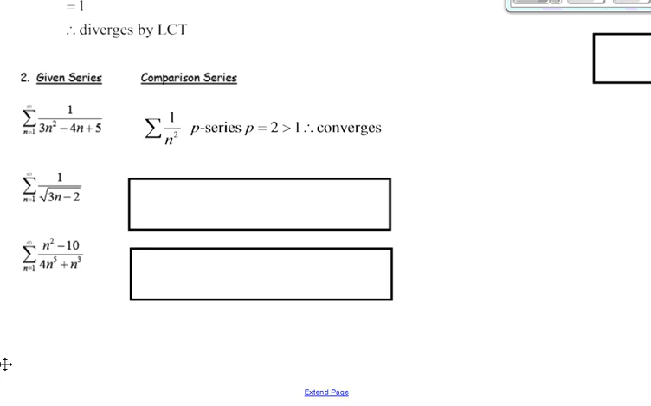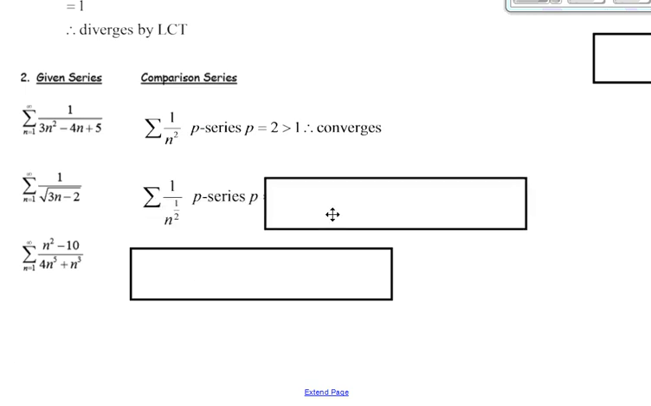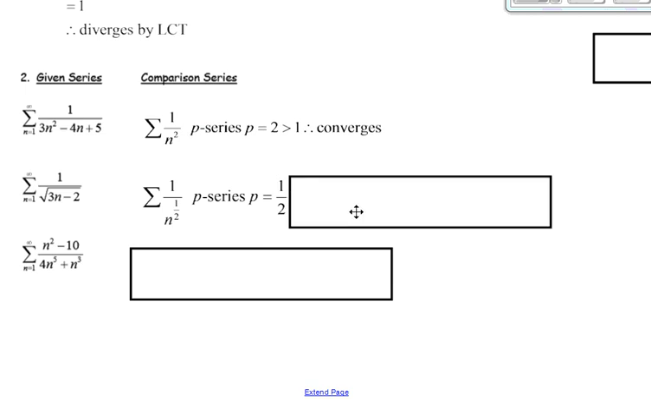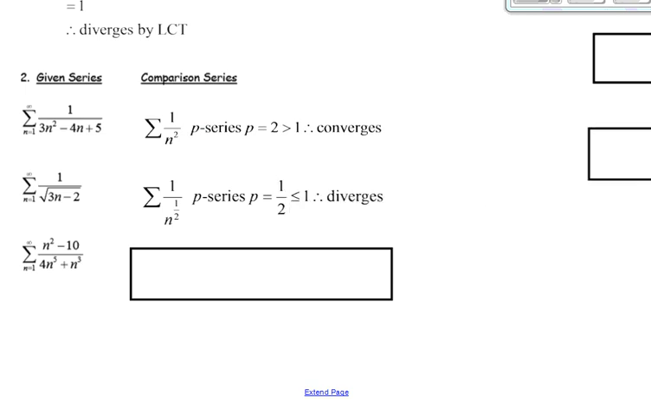All right, so then the next series that we compare, we have 1 over the square root of 3n minus 2. So the degree here in the denominator would be 1/2. So we would compare this to the series 1 over n to the 1/2, which again is a p-series, but p is equal to 1/2, less than 1, therefore divergent.